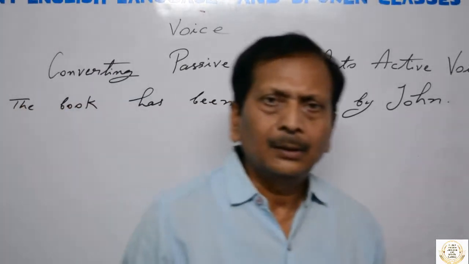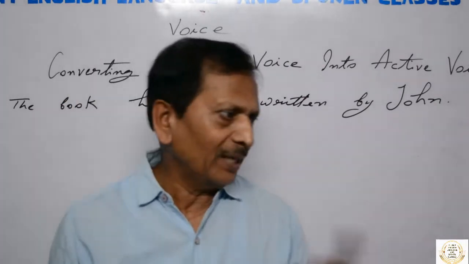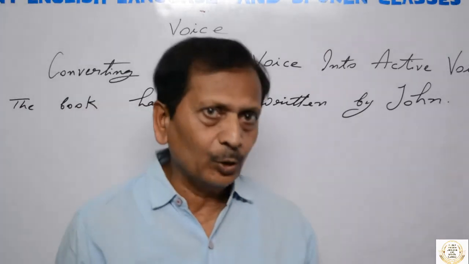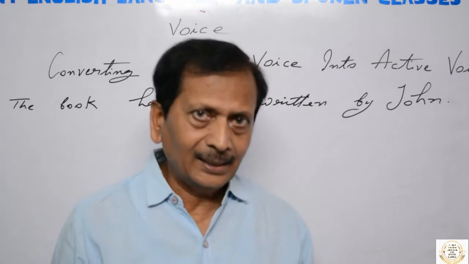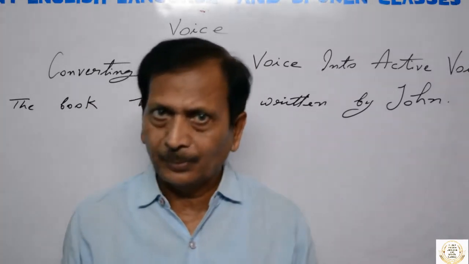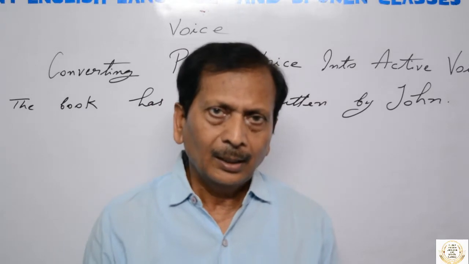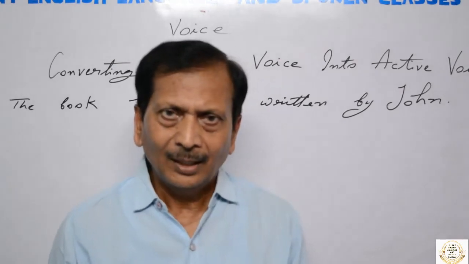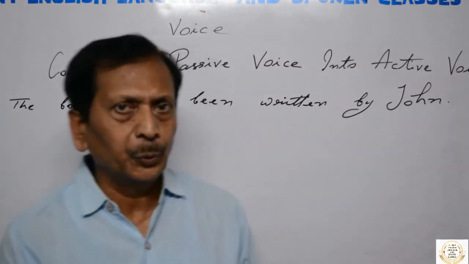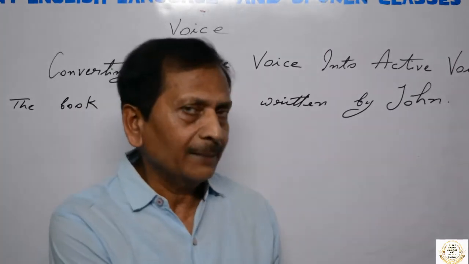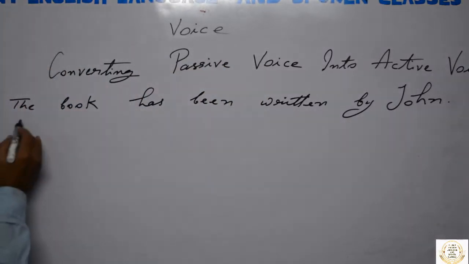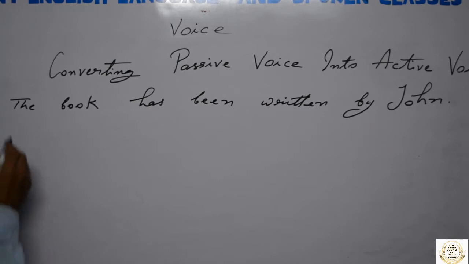You have read, when we convert active voice into passive voice, the subject is written in the place of the object and the object is brought near the place of the subject. Likewise, the verb is written in the third form and by is used before the subject, meaning the passive object. So, certain rules you have to follow. The book has been written by John.